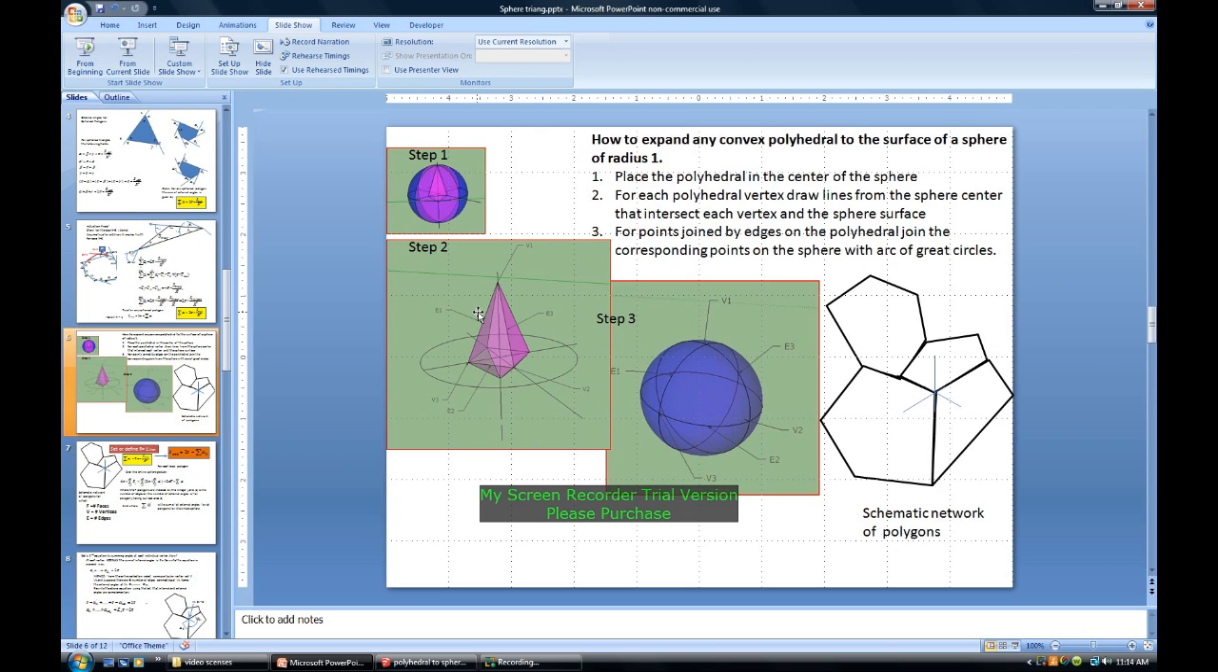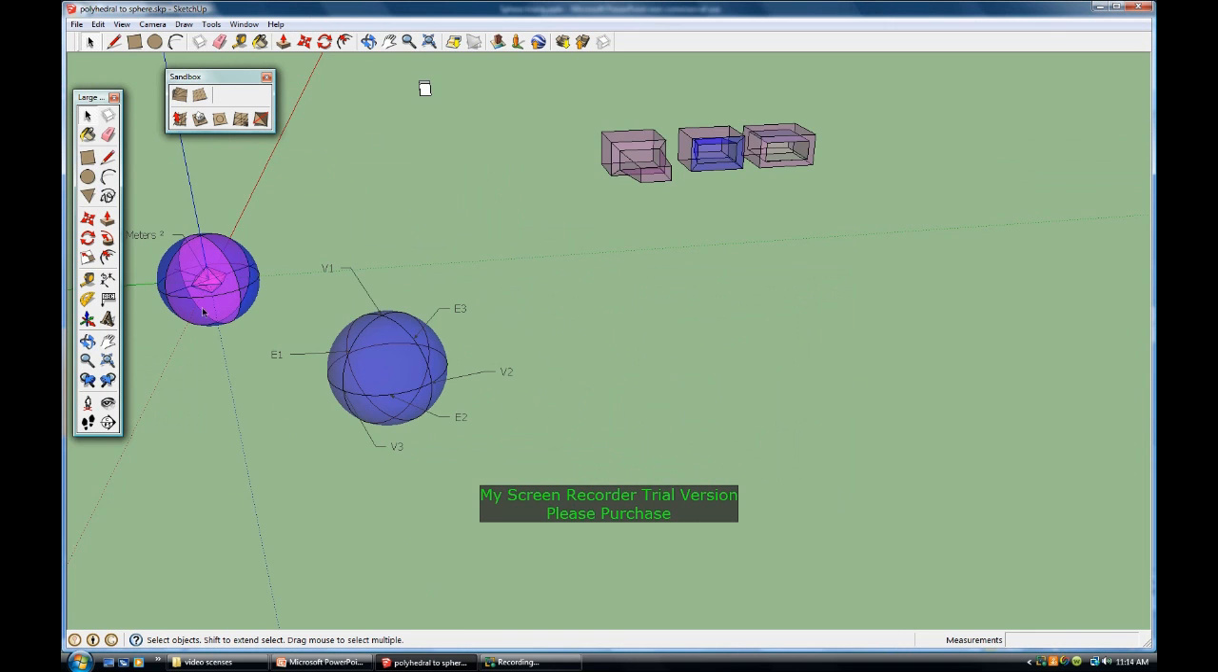And for points joined by edges on the polyhedral, join the corresponding points by arcs of great circles. So basically it's a three-step process, and it looks something like this.